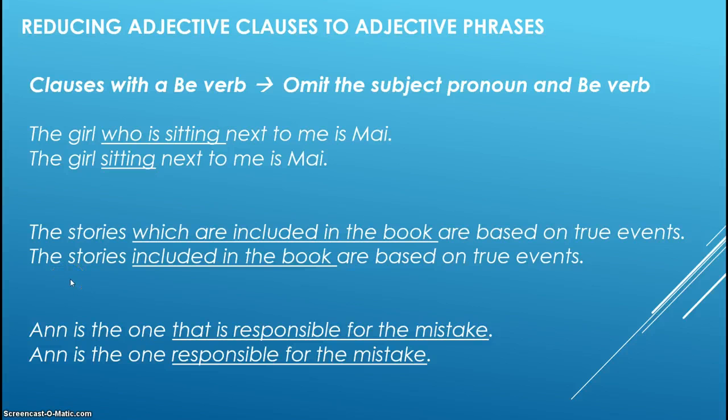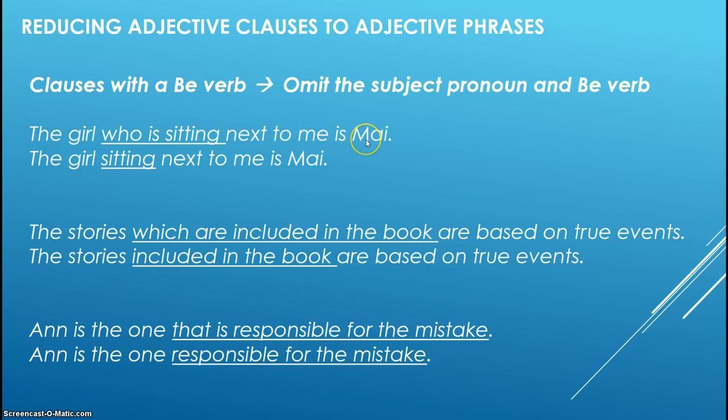Same for the next one. The stories which are included in the book are based on true events. Find the adjective clause, let's reduce it. Subject pronoun, take it out. Be verb, take it out. Everything else stays the same. The stories included in the book are based on true events. And our last example: "...and is the one that is responsible for the mistake." Let's reduce the clause. First, take out the subject pronoun. That is gone. Be verb, gone, and that's what you have left: "and is the one responsible for the mistake." In this case, you don't have a subject or a verb at all. It just goes directly to the complement, the adjective there. All right, so that's how you reduce an adjective clause if you have a be verb there.